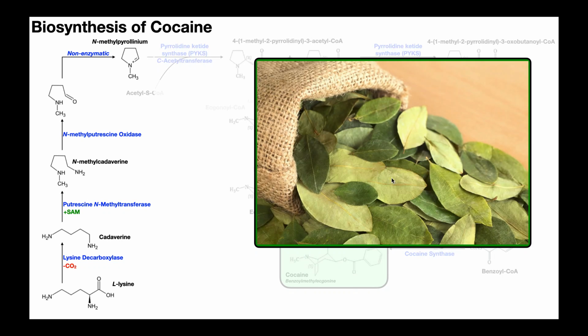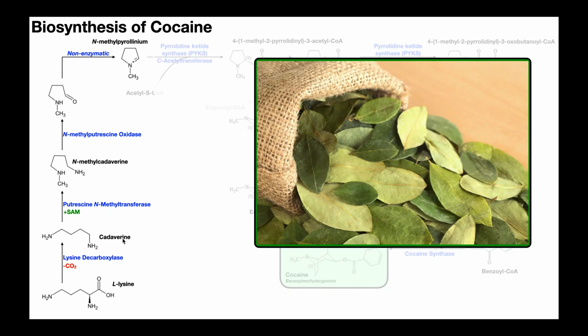Now, as I implied, the biosynthesis of cocaine takes place within the individual leaves of the coca plant, and it all begins with this simple amino acid that we learned about in introductory biochem, which was lysine. Here's its chemical structure right here. Now initially there's an enzyme called lysine decarboxylase that removes the alpha carboxyl group from lysine. And that gives us this molecule called cadaverine.